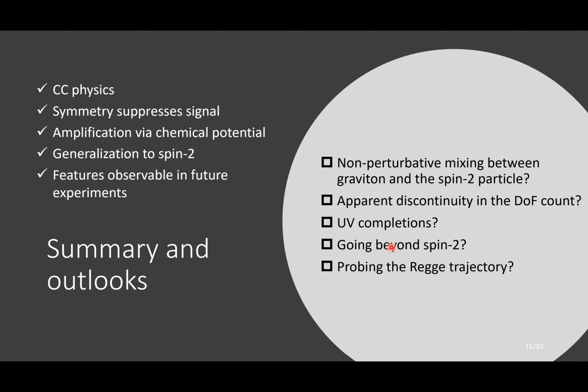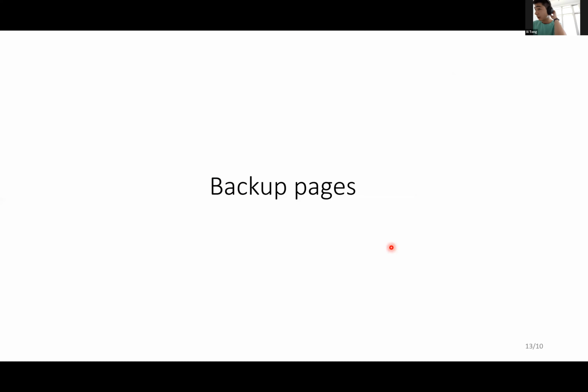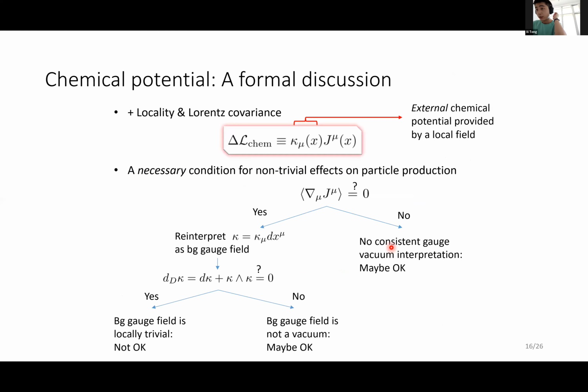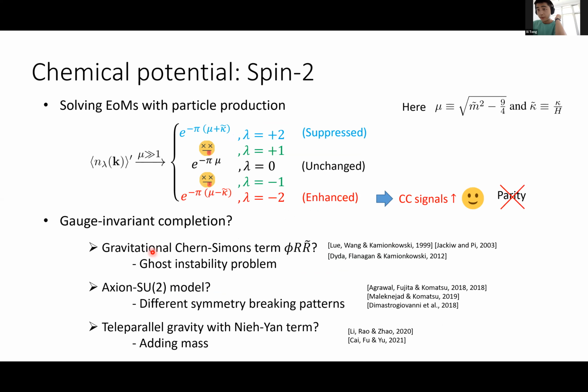Right. So here in this work, we just treat them as EFT operators. We haven't looked into the nonlinear theory more carefully, but there are some models in the literature called the Axion SU(2) model, which probably can serve as one possible UV completion for our model.